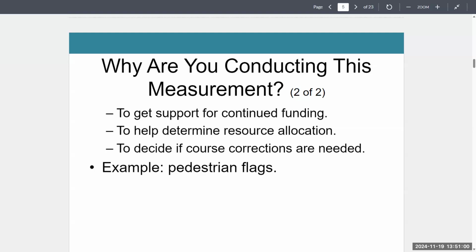Course correction is another one. Data isn't just about looking back, it's actually about looking forward and making a predictive forecast of what is going to happen. So it allows you to identify what's not working and make adjustments. For example, if your campaign to promote pedestrian flags isn't reducing jaywalking, you might need to reassess your messaging or your placements. Okay, make sense?